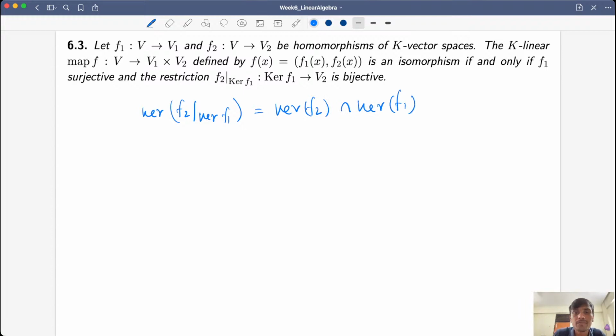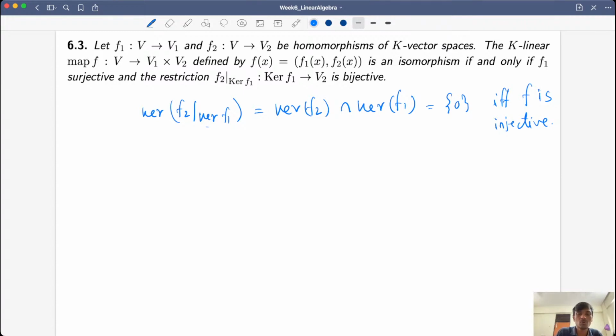But if this is an isomorphism, that means the kernel of f is 0. The kernel of f consists of all those x where f1 x is 0 and f2 x is also 0, that means x belongs to the kernel of f1 intersection the kernel of f2, right? So this is 0 if f is injective, and conversely, if and only if f is injective, then this is injective too.